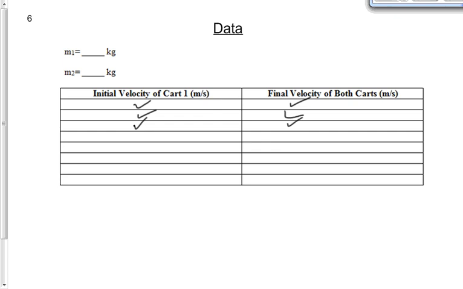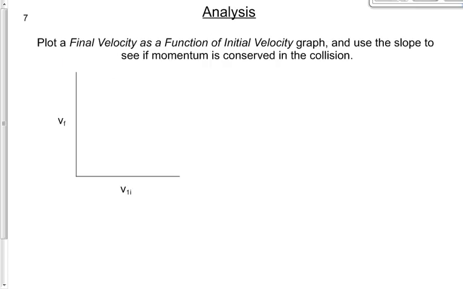What do you think we're going to do next? What do we always do when we have a data table? Analysis, yeah, but a data table almost always leads to what kind of analysis? A graph. The graph we're going to plot is VF versus VI. There's a new graph you've never plotted before. And I'm going to show you how to do the analysis on this VF versus VI graph. You've never done this before. Although it's not crazy hard.